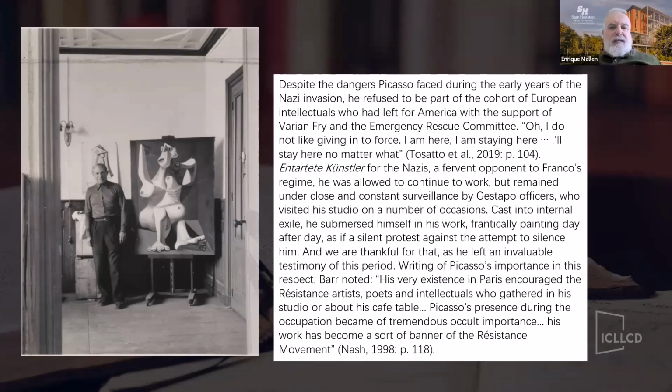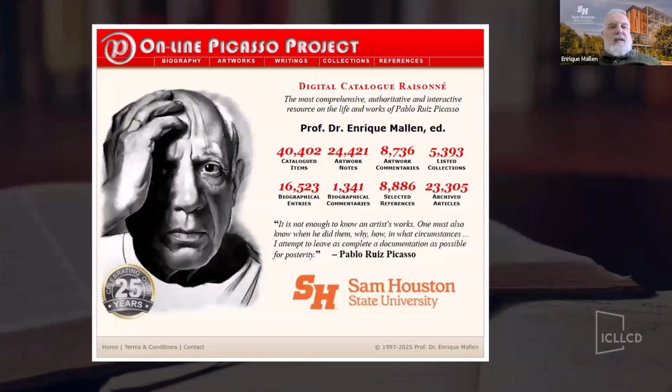And I want to finish my presentation by mentioning again the Online Picasso project, where we see all of these historical events and all of Picasso's output combined. So you can analyze the circumstances of his life with the work. And after all, it was Picasso himself who said, in a quote, "It is not enough to know an artist's works. One must also know what he did, when he did them, why, how, in what circumstances." And I attempt to leave as complete a documentation as possible for posterity.